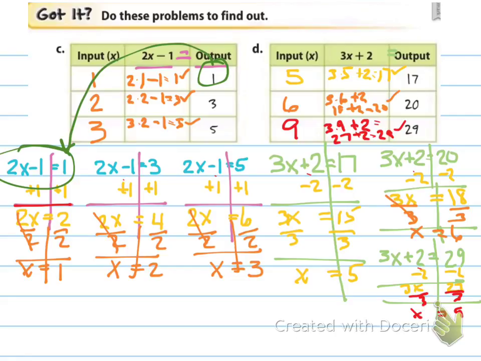And I'm solving each of those by adding 1 first to both sides of the equation and then dividing by 2. For D, I did the same idea. For these, I need to subtract 2 on both sides of the equation and then divide by 3. And my third one's right down here. I had to kind of smush it down here. And there's your answers.